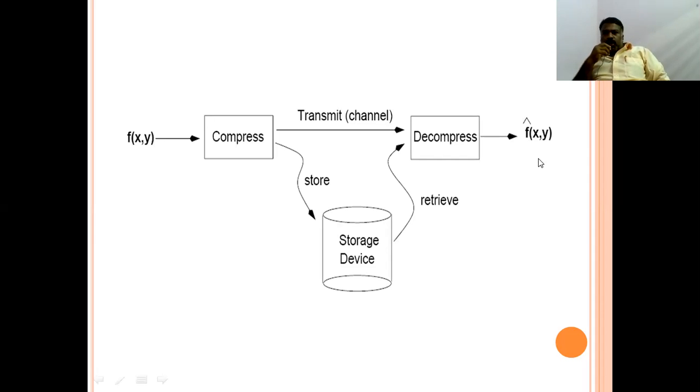So the f of x, y here is the original image before compression. That has to be reproduced at the receiving side, f cap of x comma y.